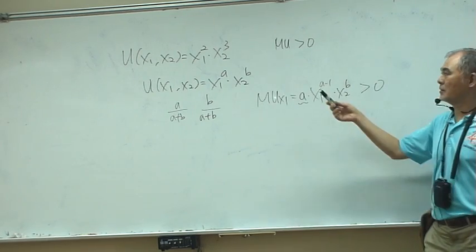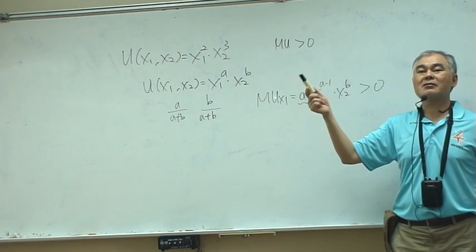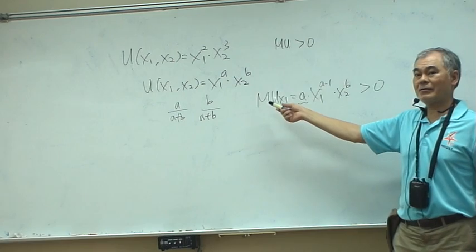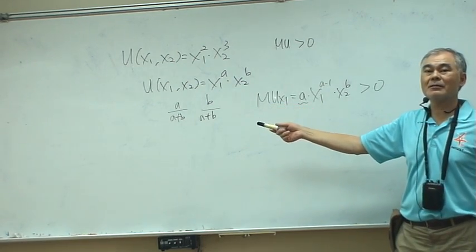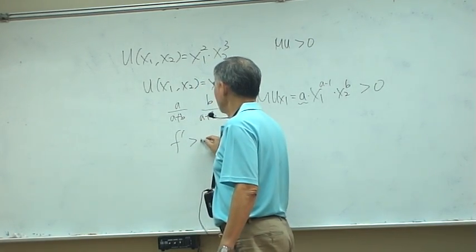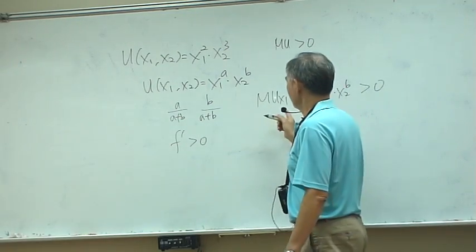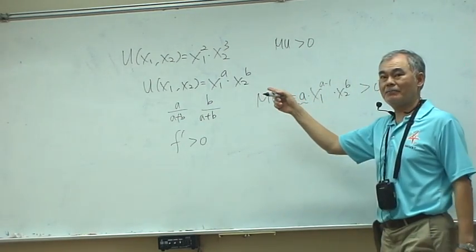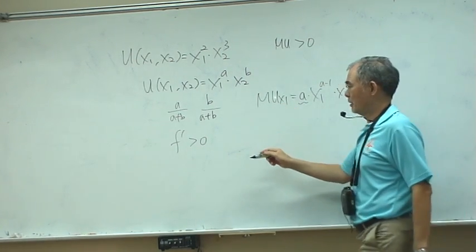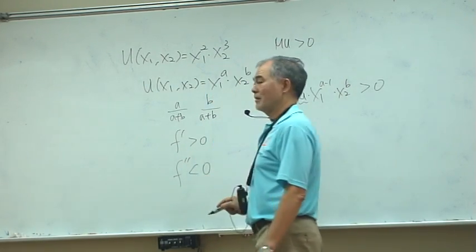And for this utility function to have a maximum, okay, what does that mean? That means the second order condition, that is the differentiation of MU x1, has to be negative, right? So first order condition, f prime, okay, this is marginal utility. It has to be greater than 0, right? And for the utility function to have a maximum, the second order condition has to be f prime greater than 0, f double prime less than 0, right?